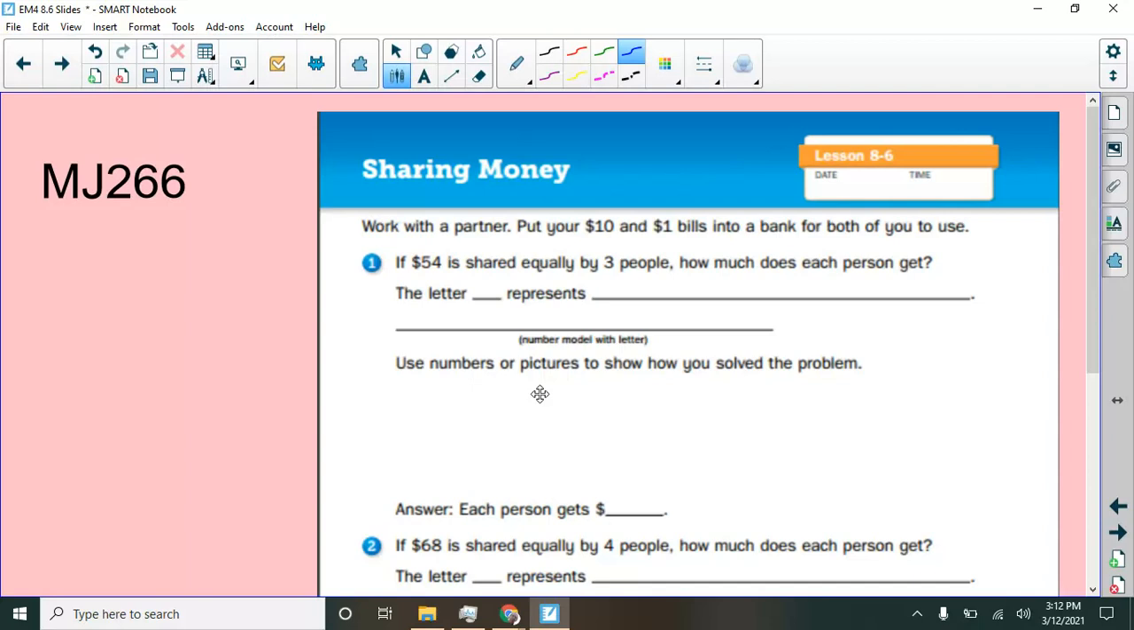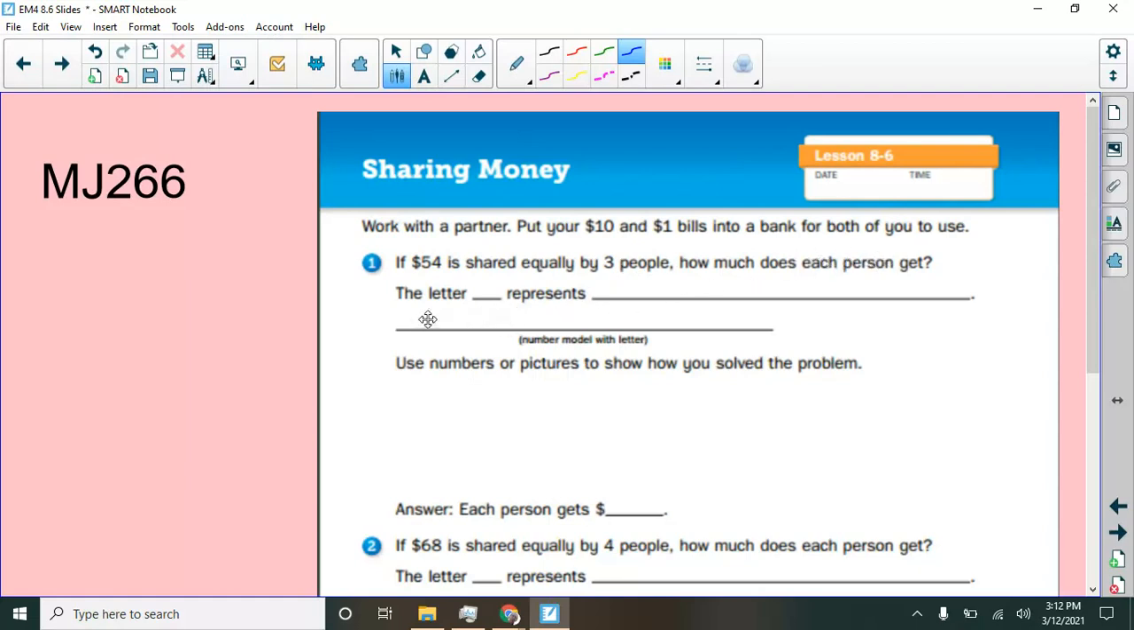And if that helps you, then you should do that. So our first problem, it says to work with a partner. Well, you're my partner. We're going to put your $10 bills and $1 bills into a bank for both of you to use. That's if you want to cut out some dollar bills, but we can draw it too. If $54 is shared equally by 3 people, how much does each person get?